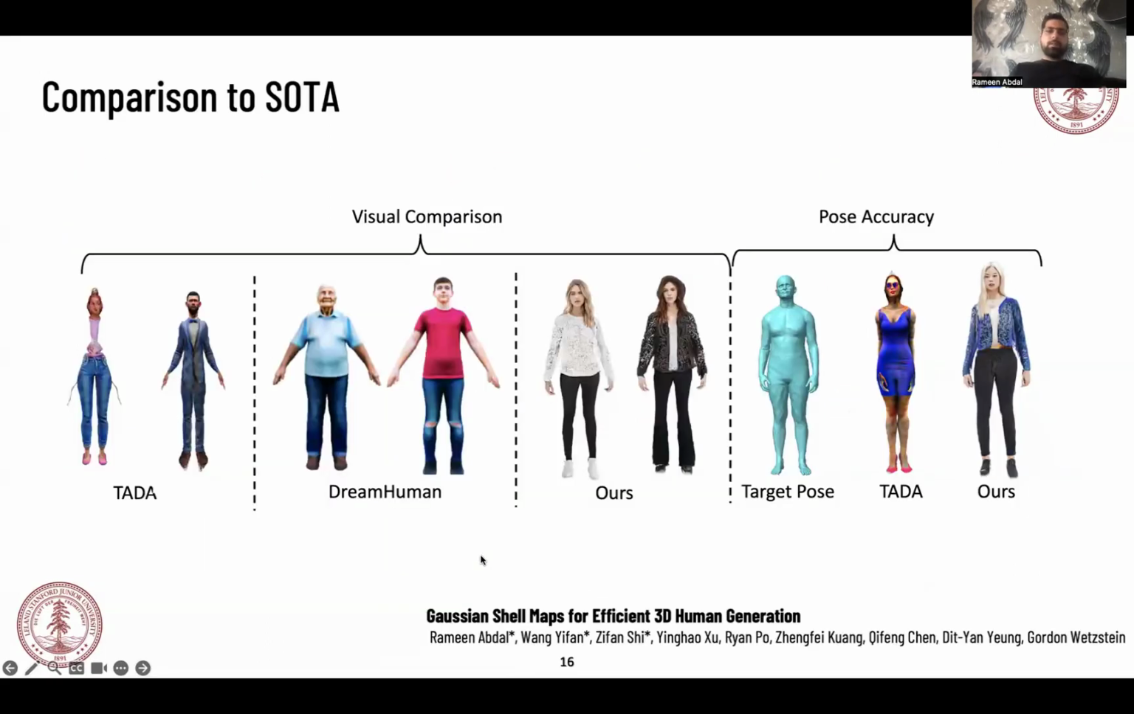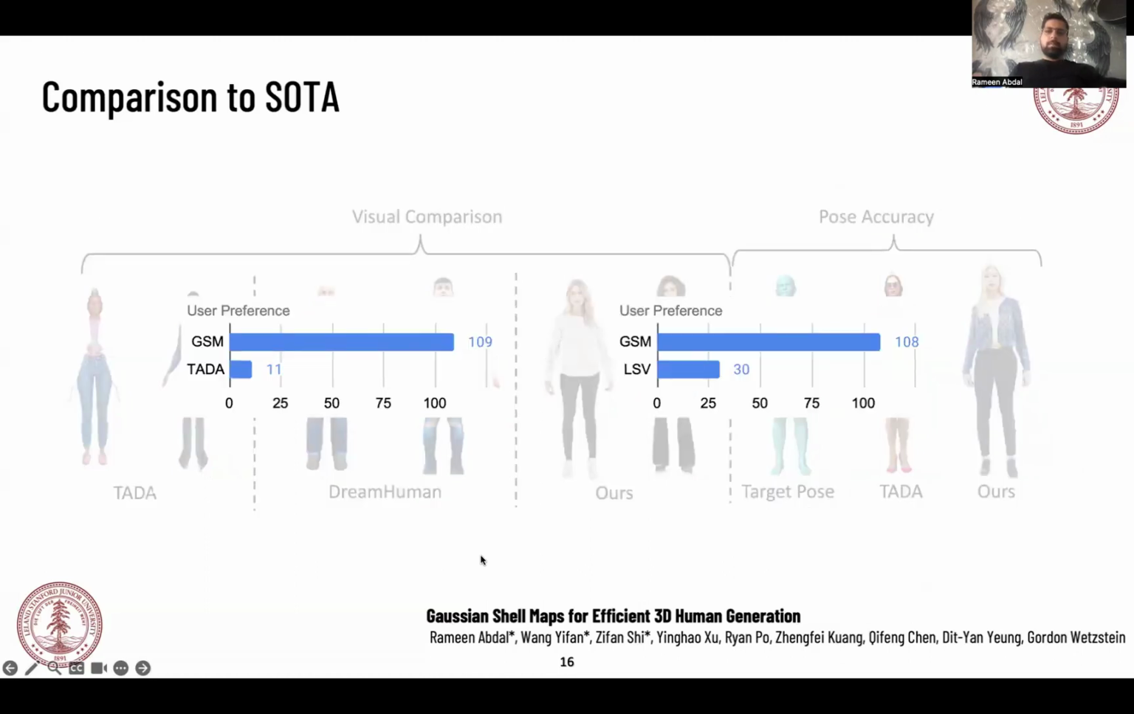Two diffusion-based methods that we compare with are TADA and DreamHuman, where our results are more realistic and preferred by the users by a huge margin. Apart from this, these diffusion-based methods take minutes to hours to generate these 3D humans. Hence, our approach provides a more practical solution.